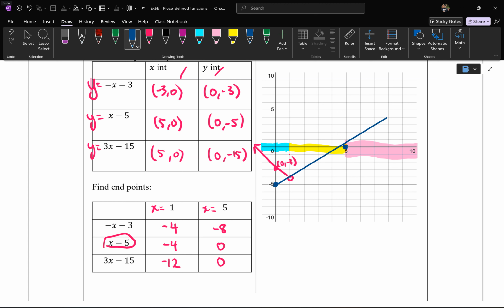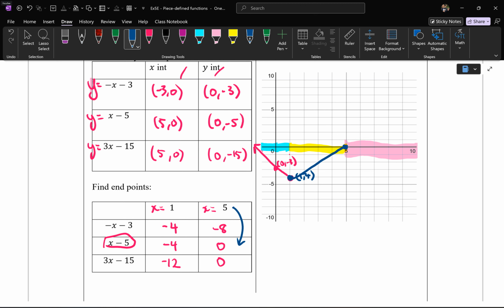But we only sketch it from 1 to 5, or 1 to 5 only. So we got to know what is that 1? And we know that at x equals 1, 1 minus 5 is -4. So it so happens that for the second graph, it does touch at 1, -4. So when x equals 1, for the second graph, it's at -4. And we know the x-intercept at 5 is 5, 0. Hence, at 5, it's 0.